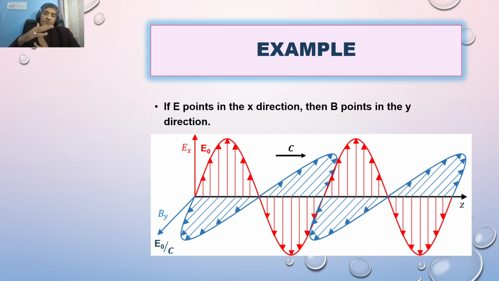The electric field, which is also the field of vibration of the electromagnetic wave, points in the x direction, and the magnetic field, shown by the blue line, vibrates in the y direction. So again, I want to repeat this point. The wave propagates in the z direction. The electric field vibrates in the x direction. The magnetic field vibrates in the y direction.